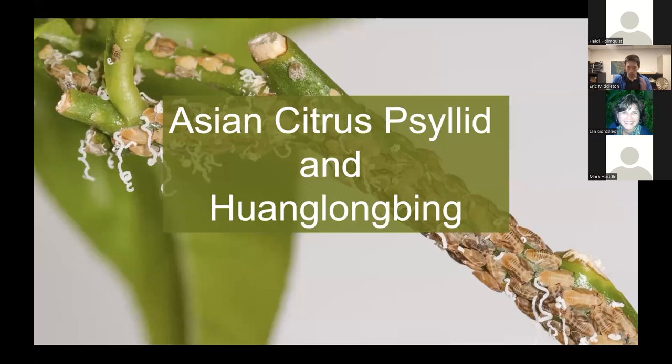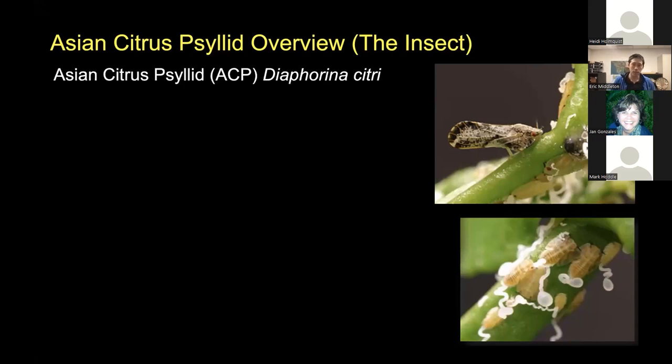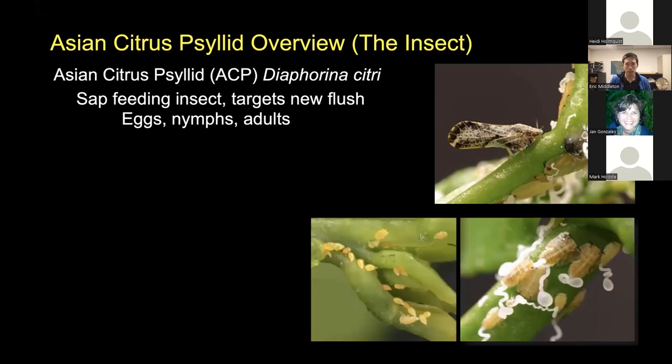So, Asian citrus psyllid and Huanglongbing. Talking about the insect first, Asian citrus psyllid is abbreviated as ACP, so anytime you see that written down, which I'll be using quite a bit, that stands for Asian citrus psyllid. Diaphorina citri is the scientific name. This is a sap feeding insect that feeds on the phloem. It targets the new flush on trees.